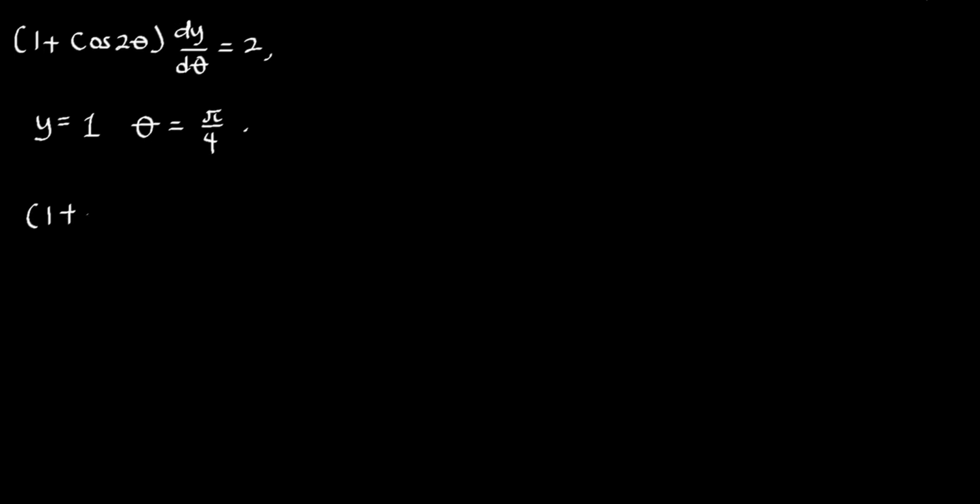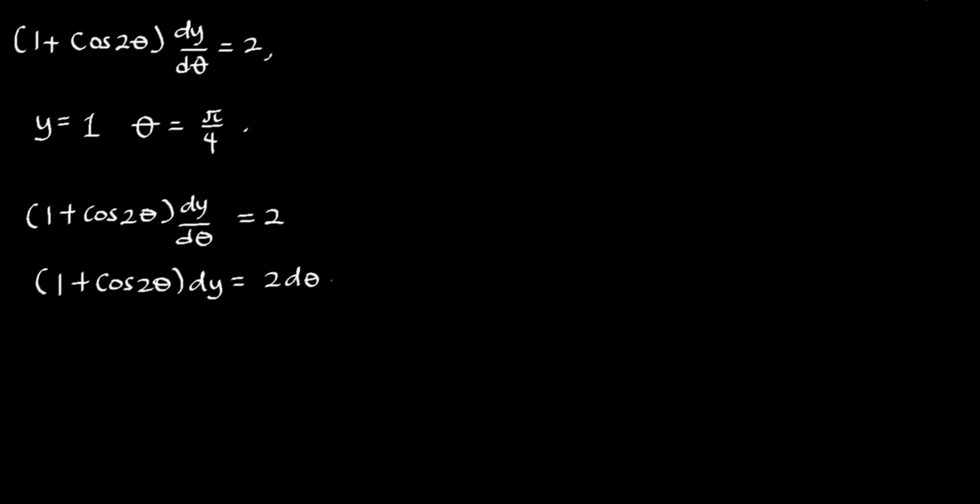We have 1 plus cosine of 2 theta multiplying dy d theta equals 2. So the first thing I'll do here is to carry out separation of variables, okay? And to do this, first of all, I will separate the differential coefficient. So I will take the d theta to the right hand side, which will give us 1 plus cosine of 2 theta multiplying dy equals 2 d theta.